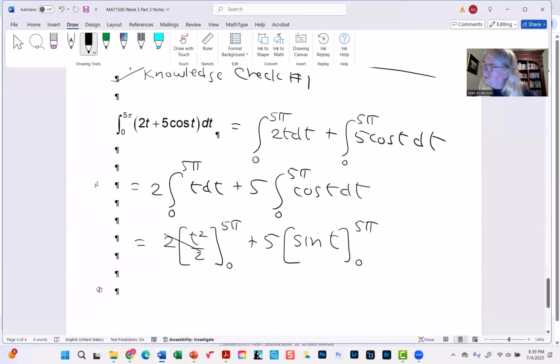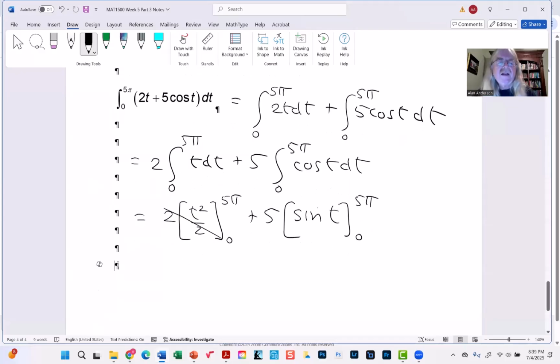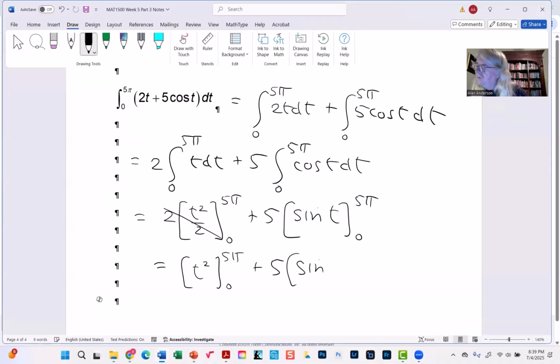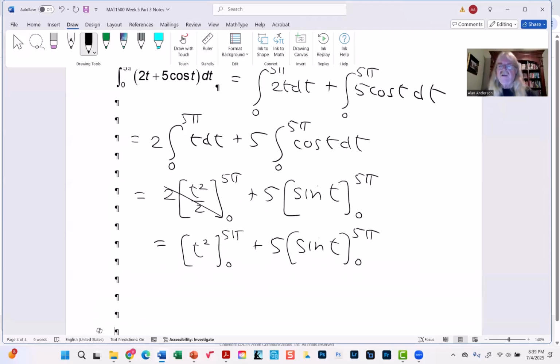And by the way, these cancel each other out. We might as well take advantage of that. So we'll have t squared evaluated from 0 to 5 pi plus 5 sine t evaluated from 0 again to 5 pi. And of course, according to the first fundamental theorem of calculus, that means what we're doing is evaluating the function at 5 pi, and then we'll do the same thing for 0, and then we subtract.